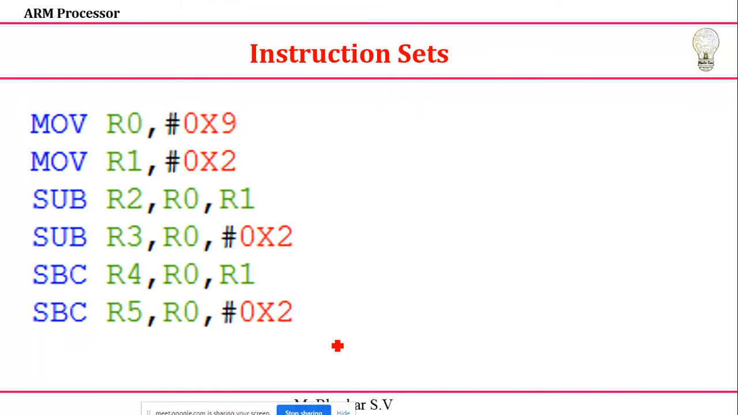I already verified this one. You can see R0 value first, I loaded the value 9, and R1 value I'm going to take as 2. If we give the normal subtract instruction SUB R0 comma R1, it will do 9 minus 2. So if 9 minus 2, what is the result you'll get in the R2 register? You'll get a 7.